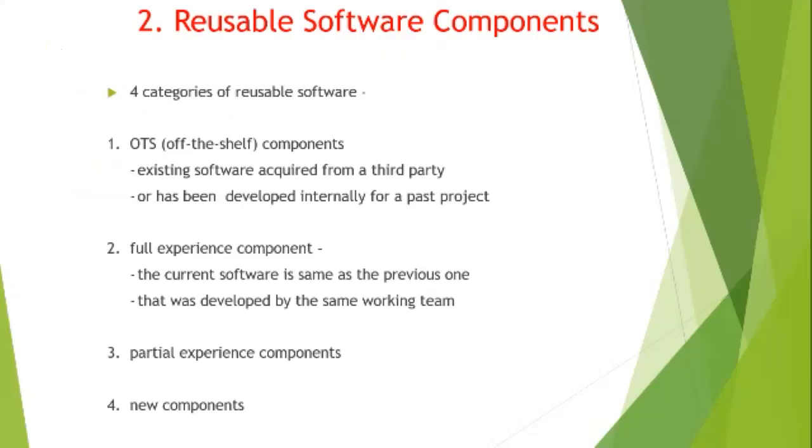Second one is reusable software components. The 4 categories of reusable software are: OTS, off-the-shelf component, which is existing software acquired from a third party or developed internally for a past project. Full experience component: the current software is the same as the previous one that was developed by the same working team. Partial experience component, and the fourth one is new component.